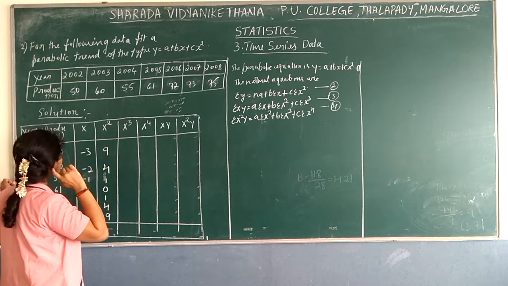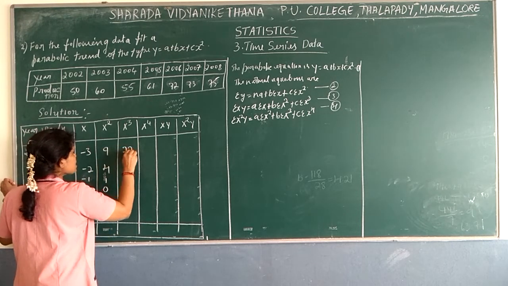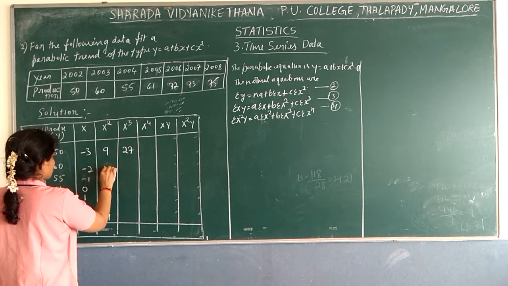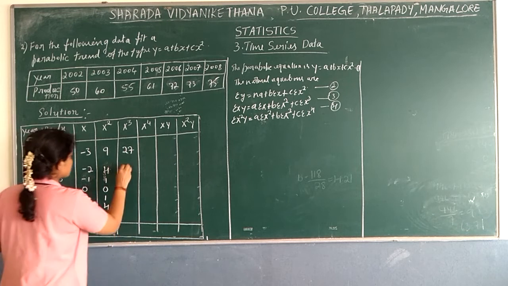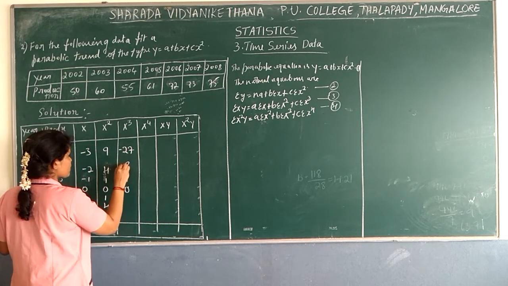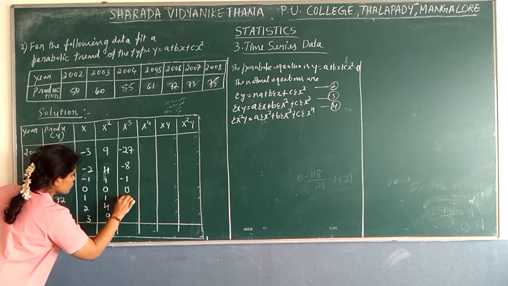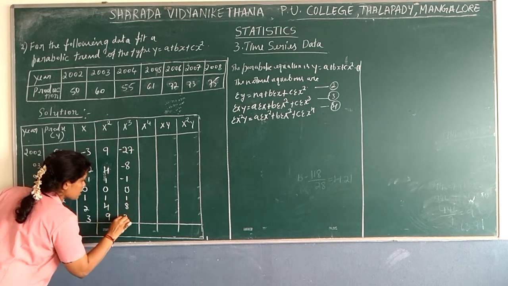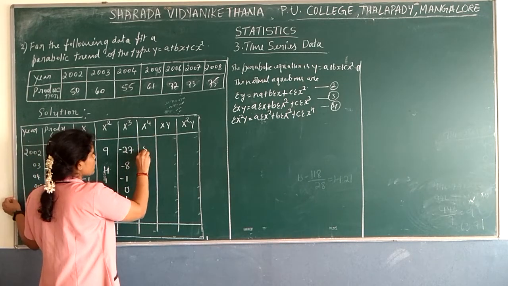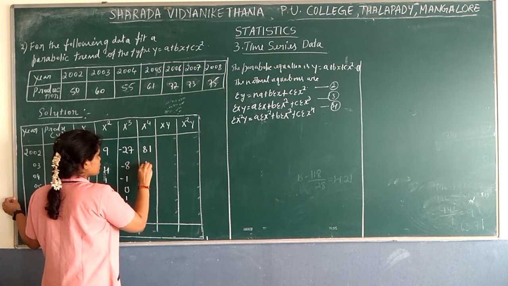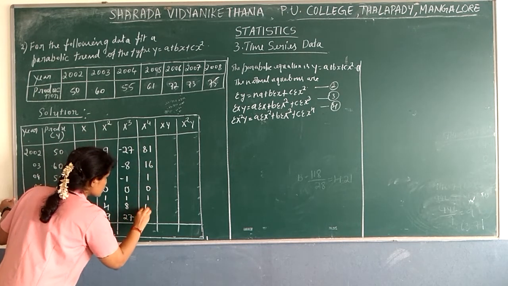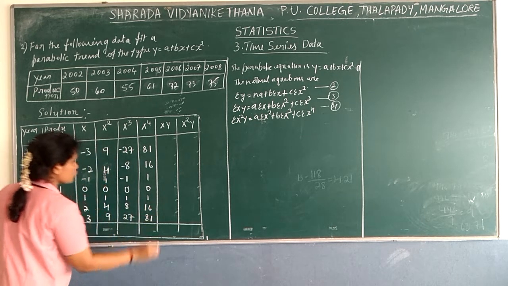And when it comes to cube, we get 27, 8, 1, 0, minus here, 1, 8 and 27. When it comes to power 4, 81, 16, 1, 0, 1, 16 and 81.